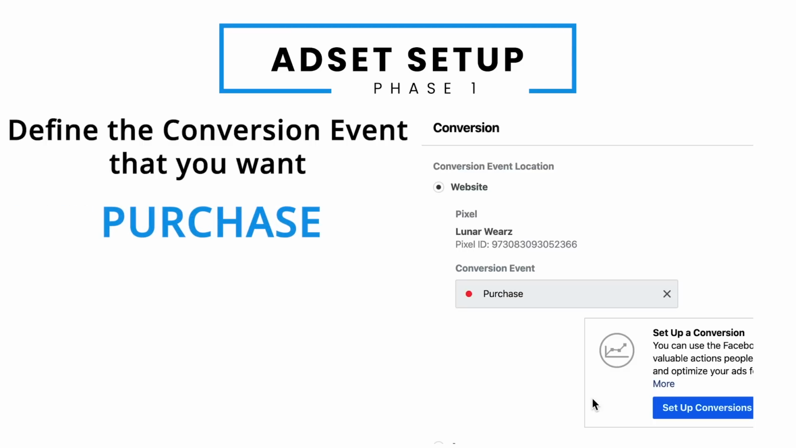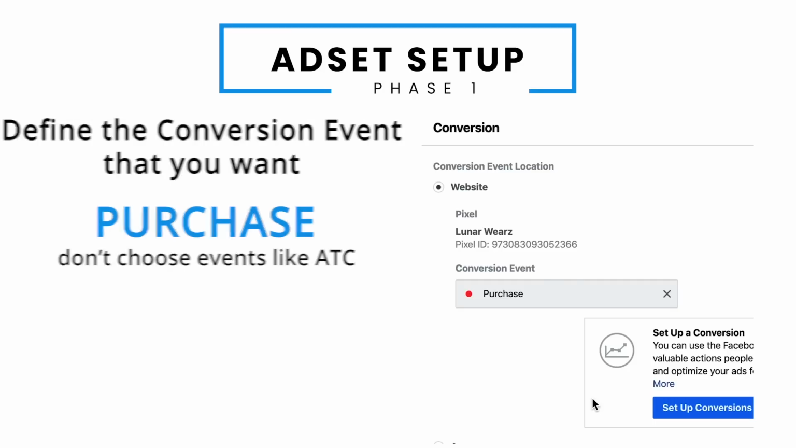Some dropshippers might recommend you to start with a conversion event like add to cart, but we recommend against it. Setting your conversion event to add to cart not only reduces your chances of making a sale, but it also feeds lower quality data to your Facebook pixel, since Facebook will give you an audience that likes to window shop without making a purchase. So go ahead and set your conversion event to purchase right off the bat.